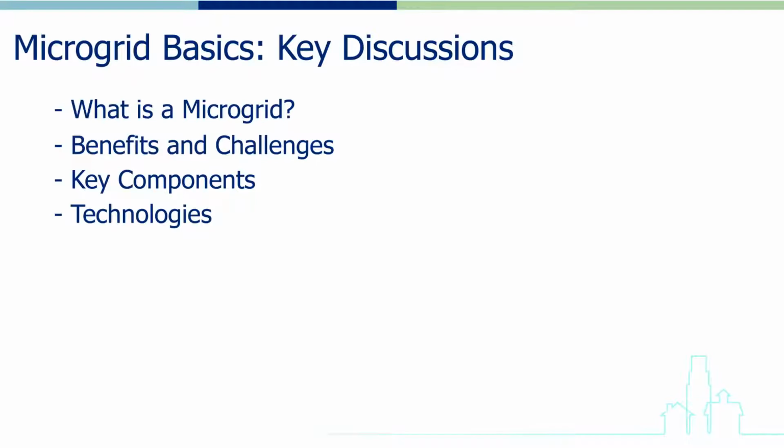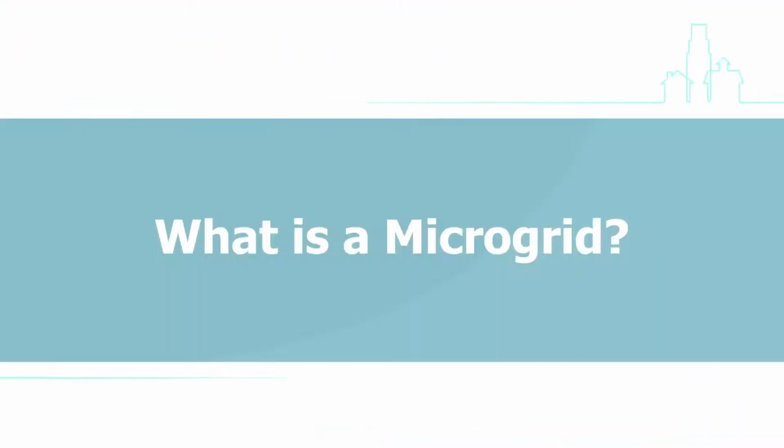The basics section of the Academy is organized into four interrelated subsections. What is a microgrid? What are the benefits and the challenges of creating a microgrid? What are the key components of a microgrid? And what are the key technologies used in a microgrid? So let's begin at the beginning by defining what a microgrid is.